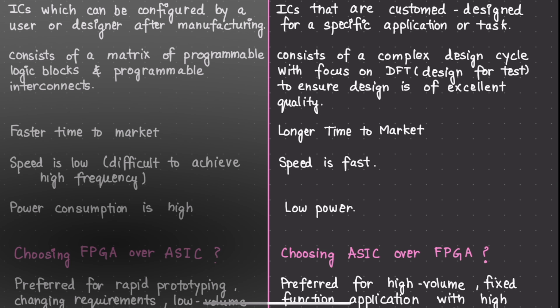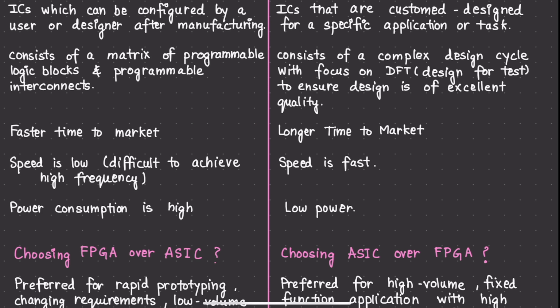But what about ASIC? ASICs are application specific. If you remember the full form, you can make out that these ICs are custom made, because they are made for a specific application or task. Now, this consists of a complex design cycle, and what are we focusing on? We are focusing on DFT. Why are we focusing on DFT? Because we want to ensure that the design is of excellent quality.